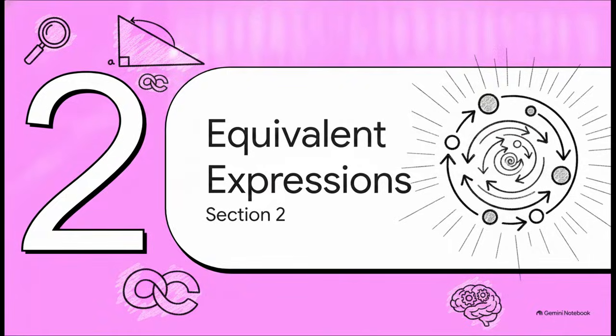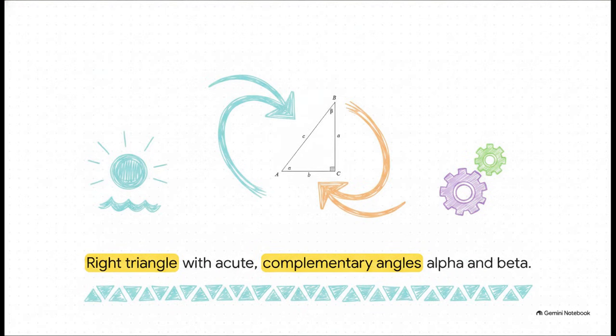Moving right along. Section 2, Understanding equivalent expressions. So, take a really close look at this right triangle. It's labeled ABC with our right angle sitting right down there at C. And notice the two acute angles? They're labeled with the Greek letters alpha and beta.